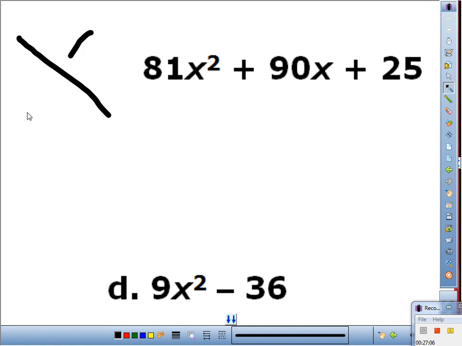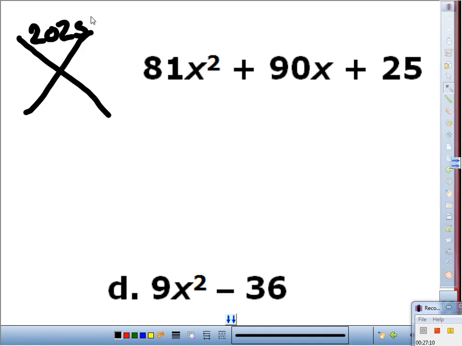Power Rangers, 81 times 25 is 2025. That's our product. 90 is our sum. Find all the factors of 2025. 1 times 2025. It'll take us forever, right? So that should be a red flag for us to try and think of something else that we can do.